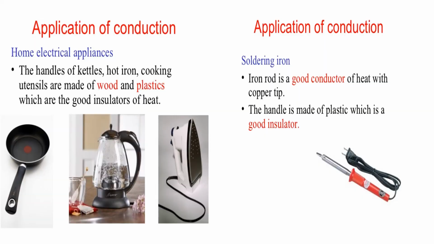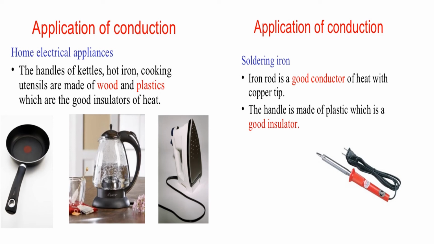We are almost at the end of this lesson today, and I want us to look at some of the applications of conduction. Home electrical appliances: frying pans, electric kettles, iron box. Their handles are made of poor conductors or insulators, so as to protect the user from being burnt.